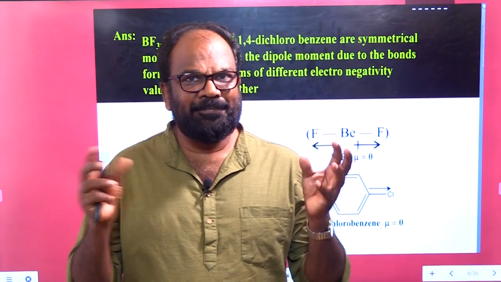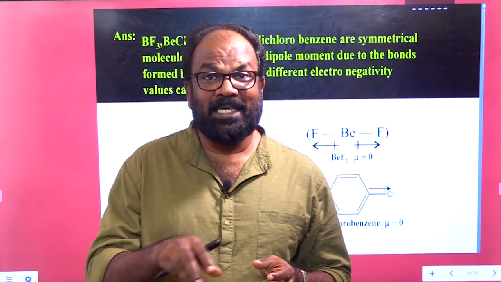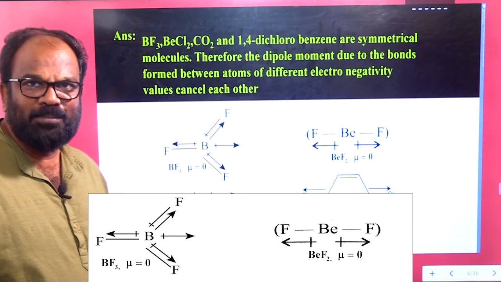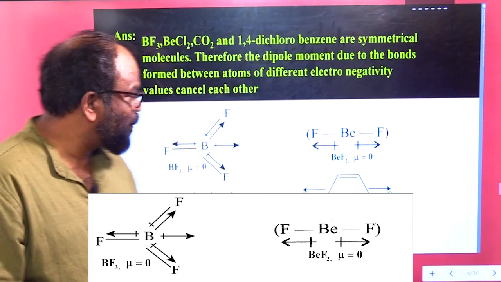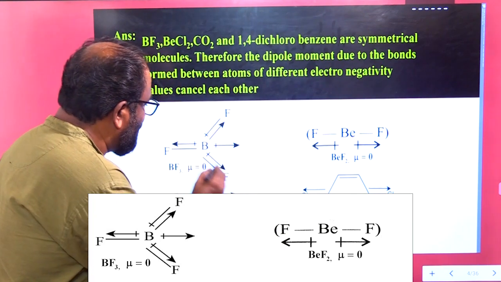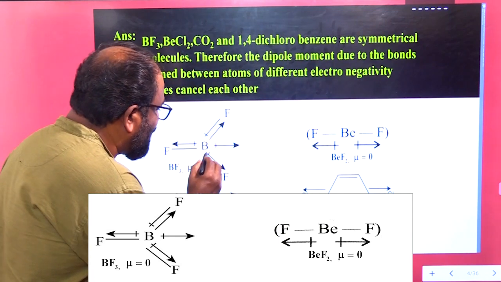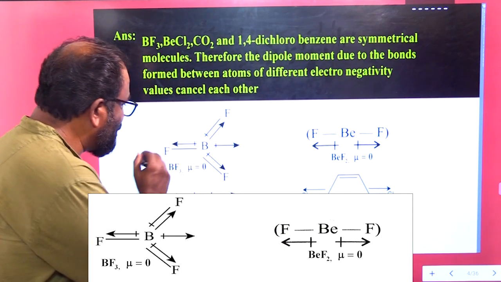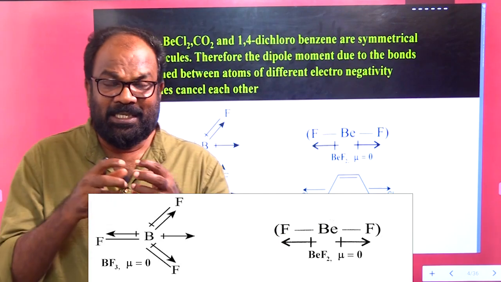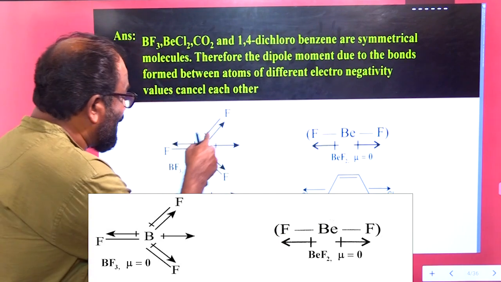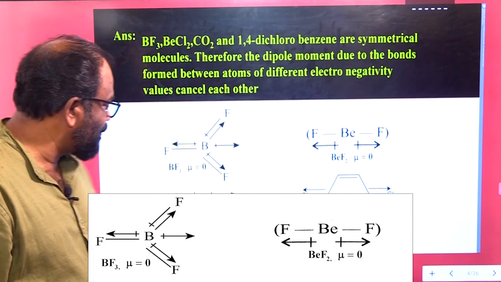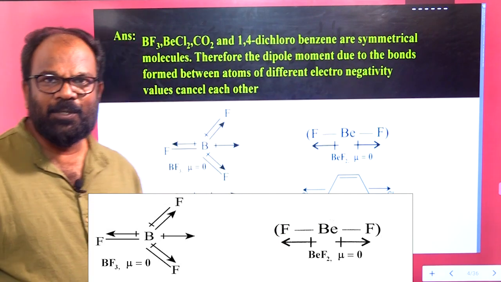That is, the BF3 molecule has trigonal planar geometry. Since fluorine is more electronegative than boron, the bonding pair of electrons are attracted towards fluorine. The combined effect of these two forces of attraction acts along this direction. There is a third fluorine which is in the opposite direction. Therefore, these three forces of attraction cancel each other mutually. Therefore, the dipole moment of this molecule, that is mu, is equal to 0.